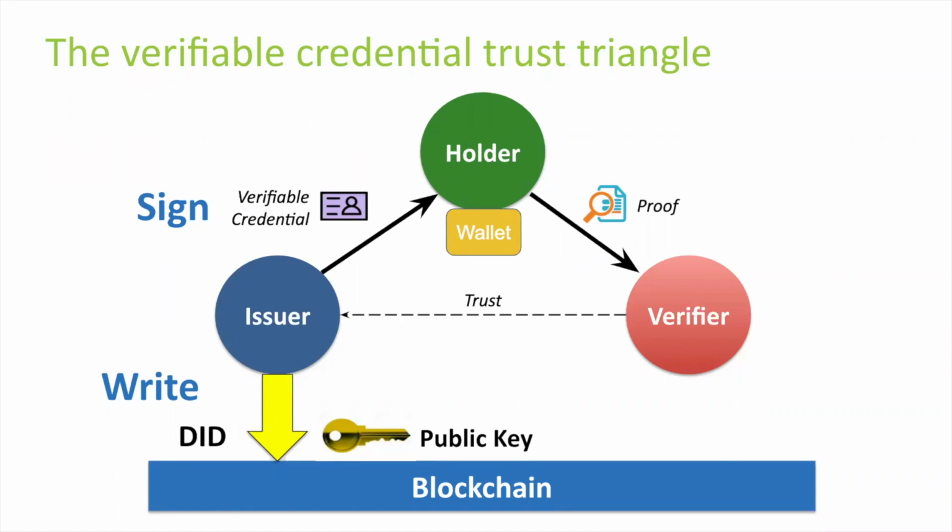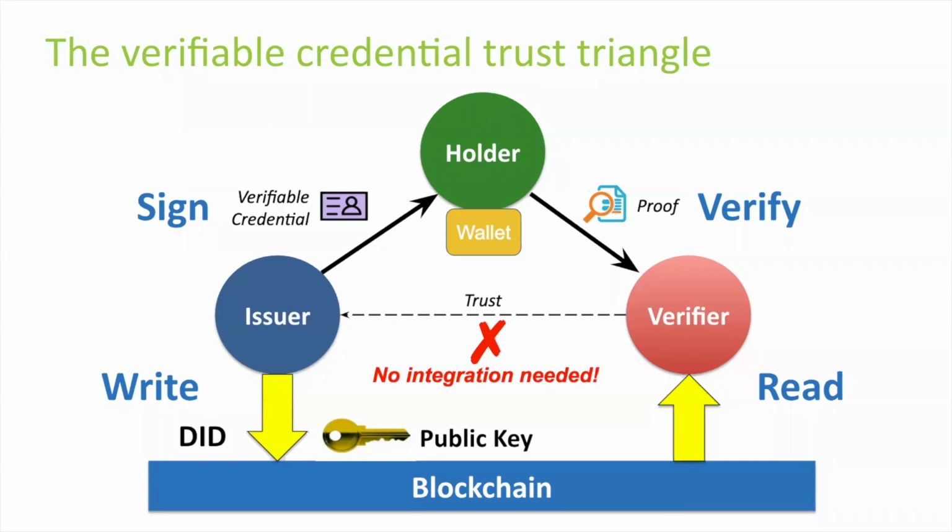So once the verifiable credential has been signed, it's given to the holder, and then the holder uses it to generate proof. And the verifier evaluates that proof by reading some information about the public key from the blockchain. And they can then tell whether the signatures are legitimate. And that is the process that we call verifying.